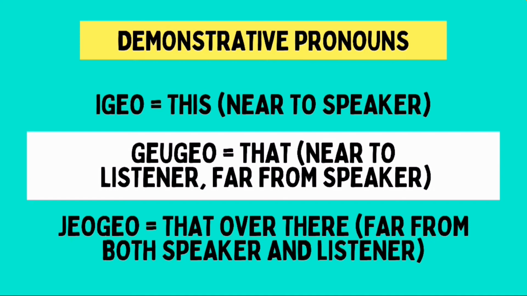Again, ego means this. That is, the object is near to the speaker. Kugo means that, and this is used when the object is near to the listener and far from the speaker. And jogo means that over there, and this is used when the object is far from both the speaker and the listener. We have to remember that jogo is different from Google in such a way that it indicates an object that is farther, which is far from both the speaker and listener.